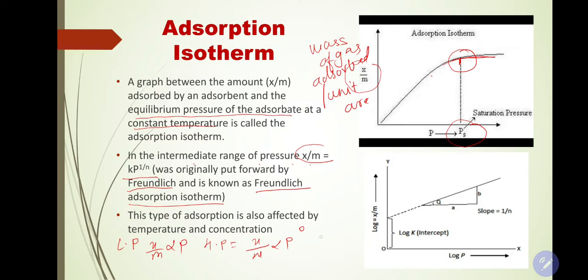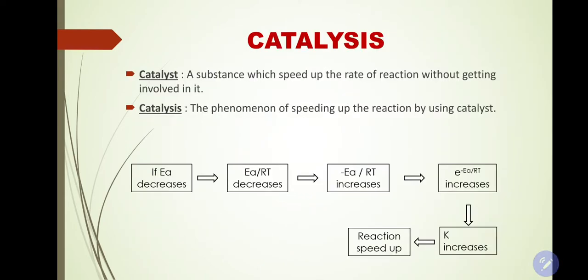Okay, and at intermediate pressure, you can see that x upon m, that is the mass of gas adsorbed per unit area, is equal to k P to the power 1 upon n. This equation was given by none other than Freundlich, where n is an integer which lies between 0.1 to 0.5. Clear? Okay, so this was the adsorption isotherm. Now let us learn what is catalysis.